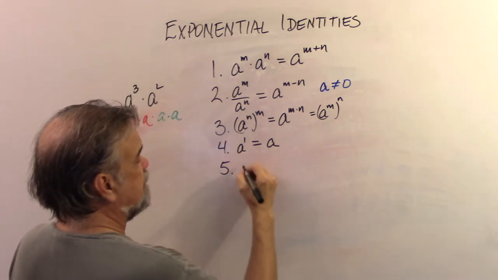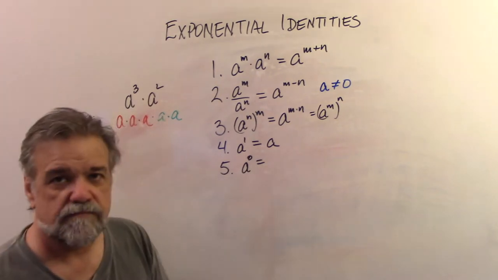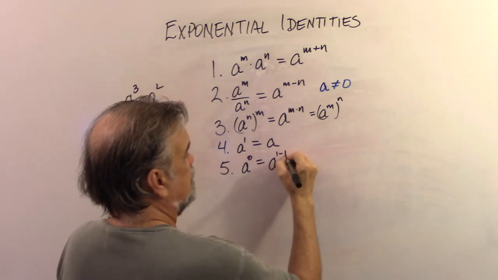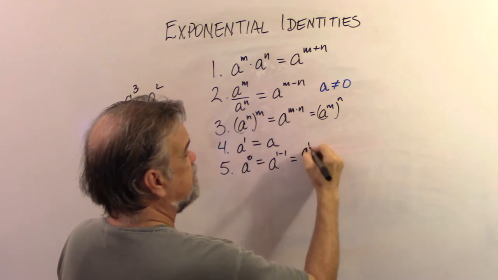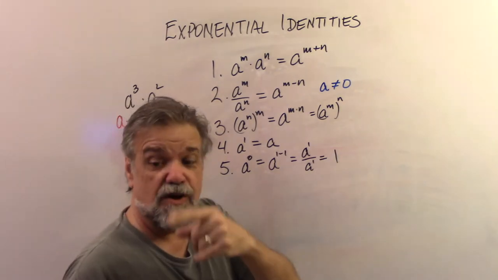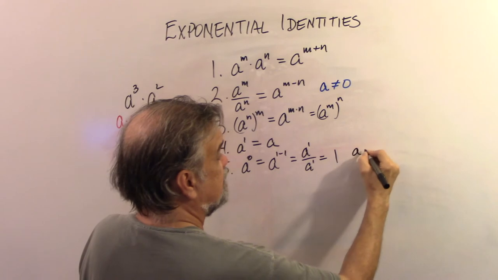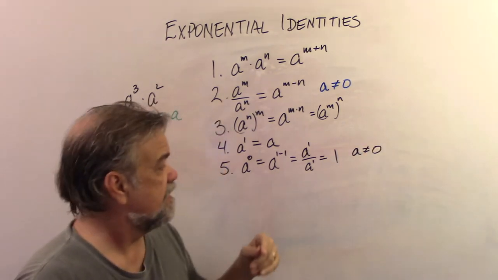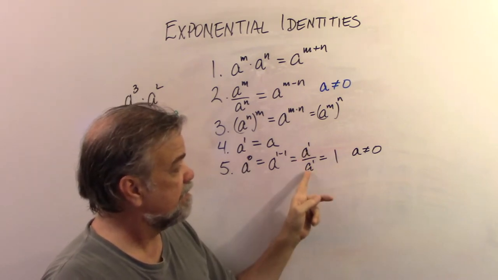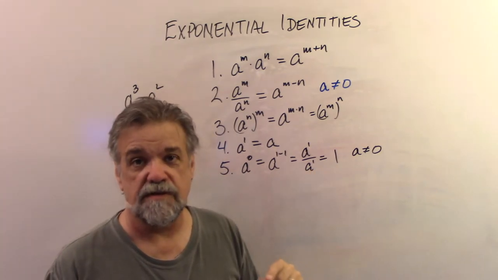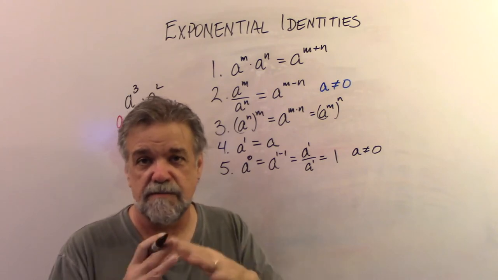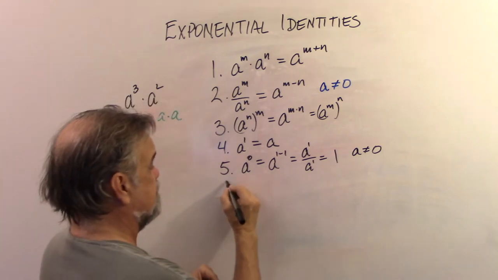Number 5. What about A to the 0 power? Well, isn't 0 just 1 minus 1? And that would be, according to this, A to the 1 over A to the 1, and anything over itself is just 1, as long as that thing is not equal to 0, okay? So anything to the 0 power equals 1, but because we divided there, that A cannot be equal to 0 itself. 0 to the 0 power is impossible to evaluate. It's called indeterminate, okay? It's impossible to determine exactly what it is.